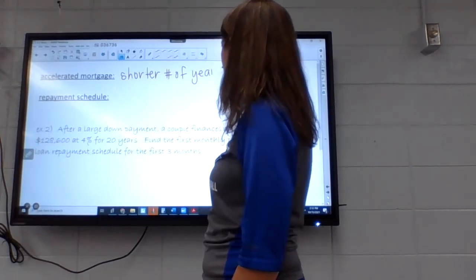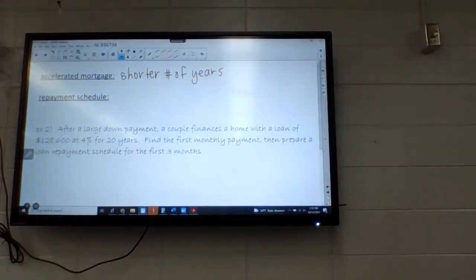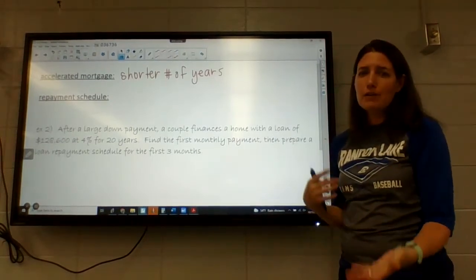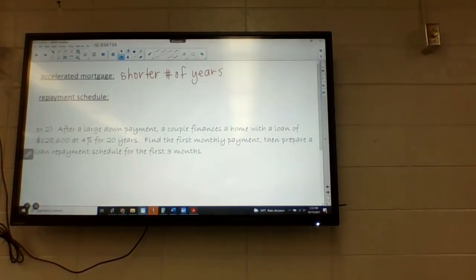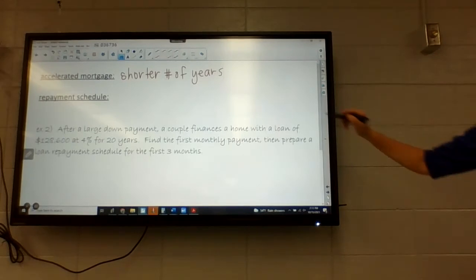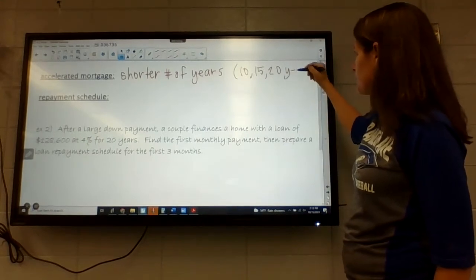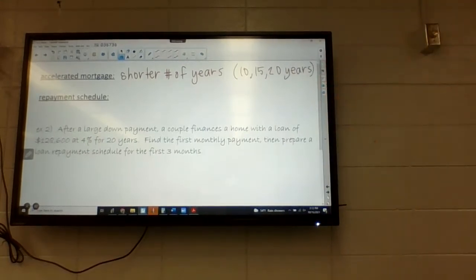That means it's less time to accumulate all that interest. If it's fewer years, it's probably going to be less money that the bank is getting from you. So you end up saving money in the long run because you're bound to the bank for less time. Usually you can do 10, 15, 20 years. Then at some point you get to a point where you've paid your house off and you don't have a house payment. You just own your house outright. And then you could sell it.